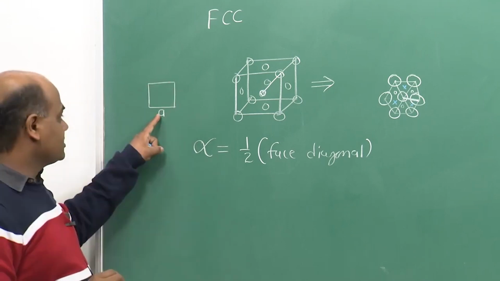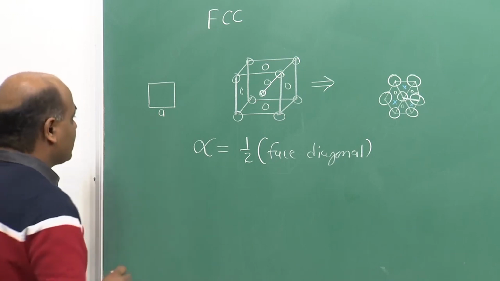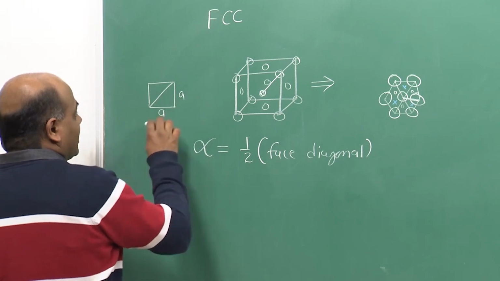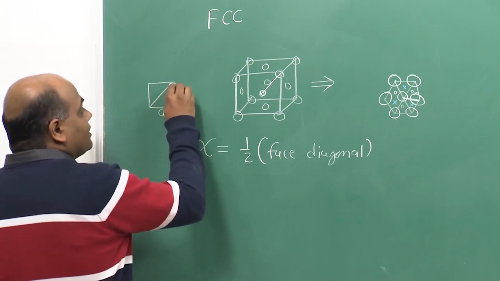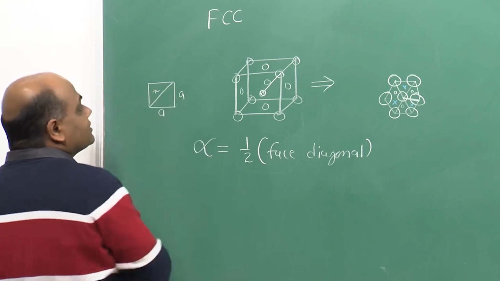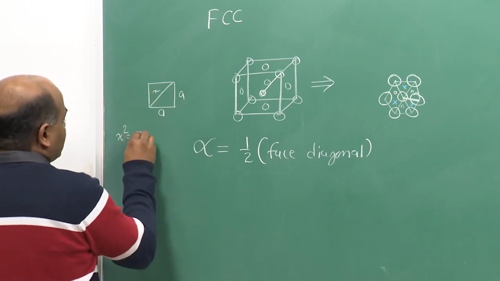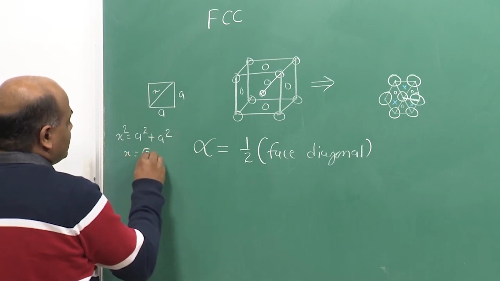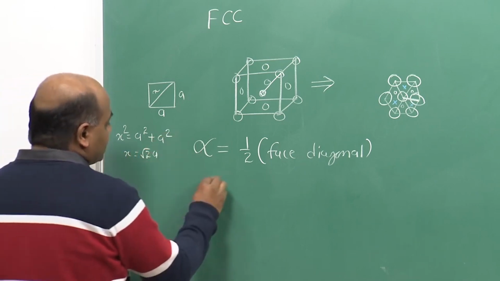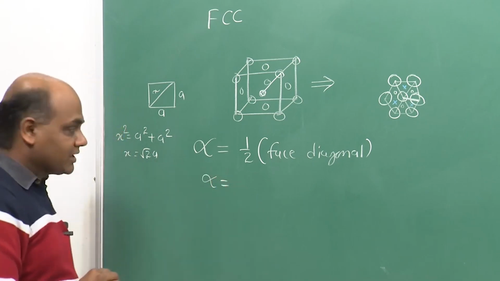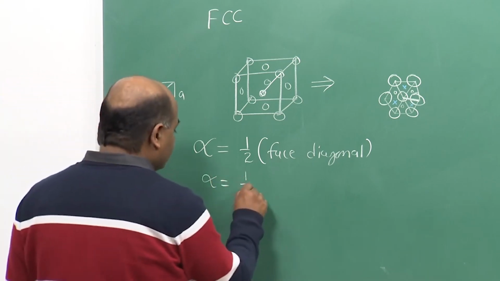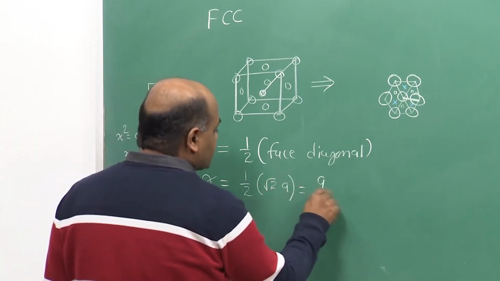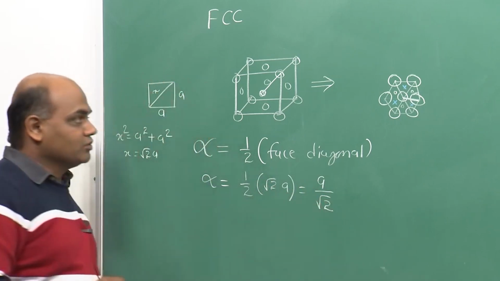If we denote each edge as a, the lattice parameter, and the face diagonal length as x, then we know x square is equal to a square plus a square, and so x is equal to root 2 a, and the jump length in FCC by vacancy mechanism would be half the face diagonal, which is half root 2 a, that is a by root 2.